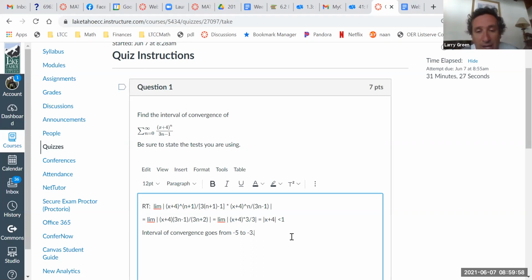Now what we don't know yet are the endpoints. Any questions on that? Okay, so at x equals -5, we plug in. And when we plug in, a_n is equal to, well, -5 plus 4 is -1, so we get (-1)^n over 3n - 1. Let me stop. Any questions about looking at the left endpoint or anything else I've done here?